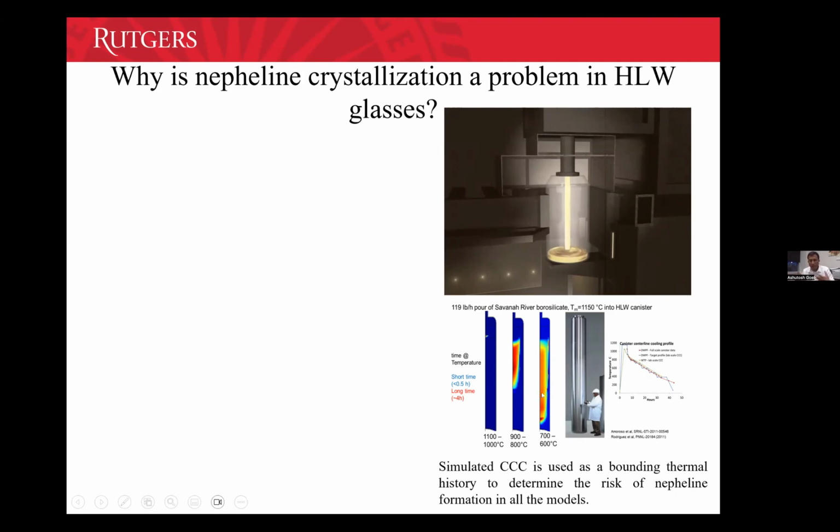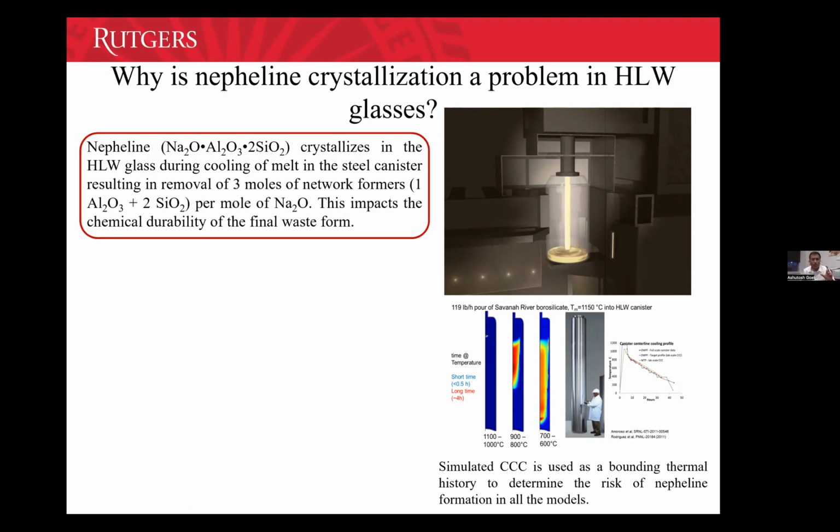Due to that heat build up at the center of the canister, there will be nucleation and crystallization in the melt, in the glass, right? And due to that nucleation and crystallization in the glass, a particular phase called nepheline gets formed. Now, nepheline is a sodium aluminosilicate phase.